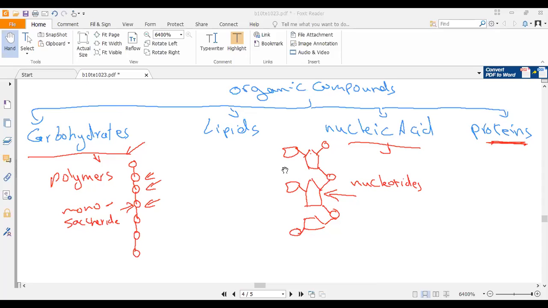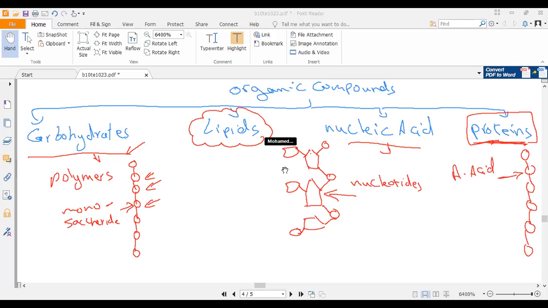Actually, proteins are. Ask yourself, what is the unit that forms the protein? Is it made up of amino acids? Yes, it is made up of amino acids, and amino acids are repeated, right? So the protein is a polymer of amino acids. Now, what about the lipids, the fats and oils? We took the fats and oil structure.